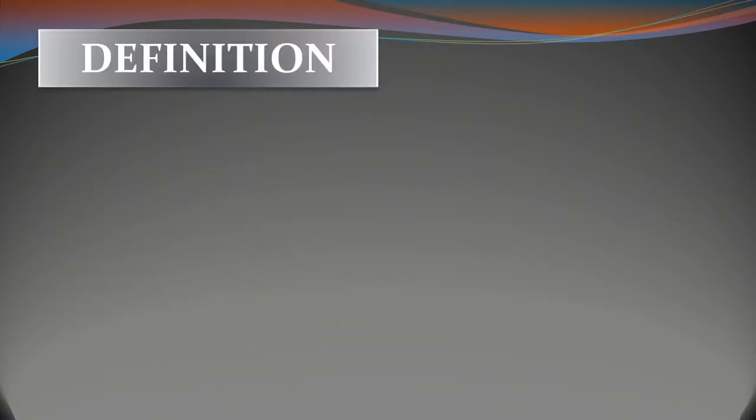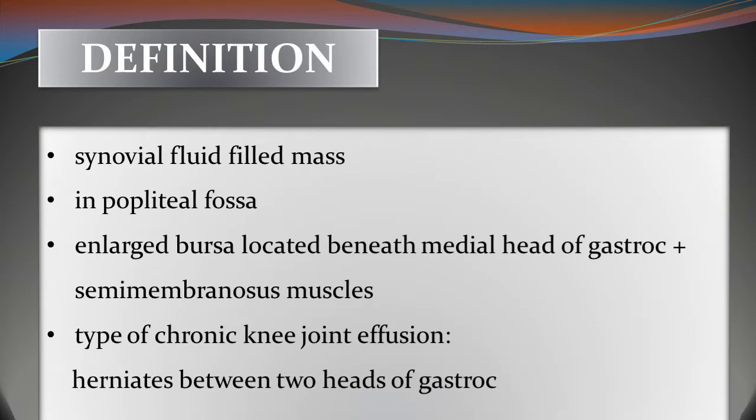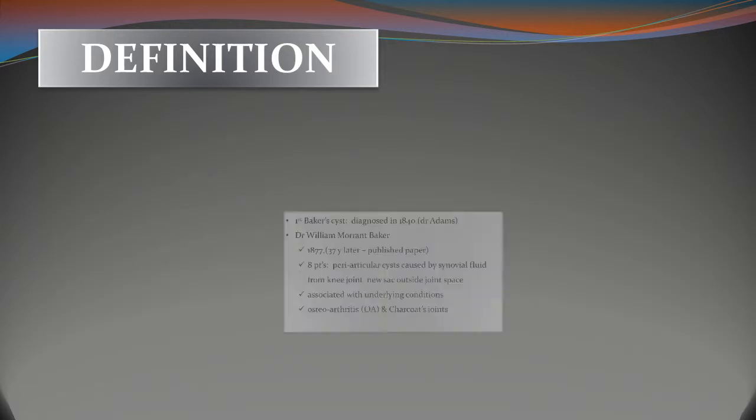Baker's cyst. So Baker's cyst is a synovial fluid mass in the popliteal fossa. Enlarged bursa located beneath the medial head of gastrocnemius and semimembranosus muscles. It's a type of chronic knee joint effusion, herniates into two heads of gastrocnemius muscles.